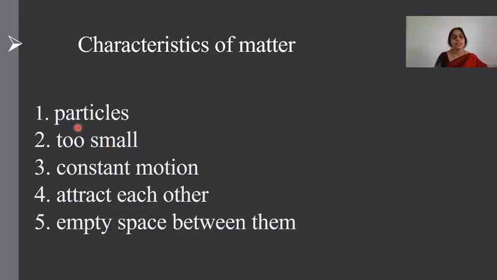The first characteristic is that all matter is made up of particles. The second is that the particles of matter are too small. Third, the particles of matter are in constant motion. Fourth, the particles of matter attract each other. Fifth, the particles of matter have empty spaces between them. Let us learn all these 5 characteristics with an activity.